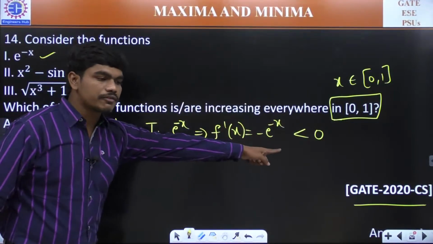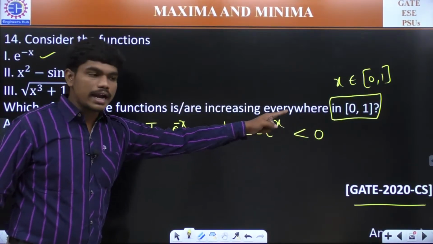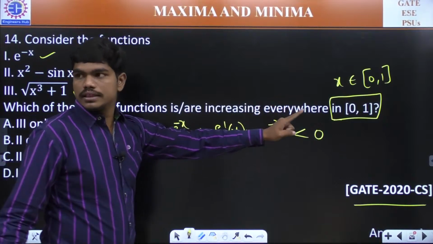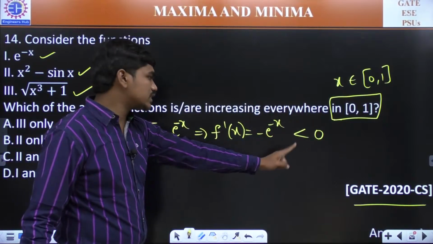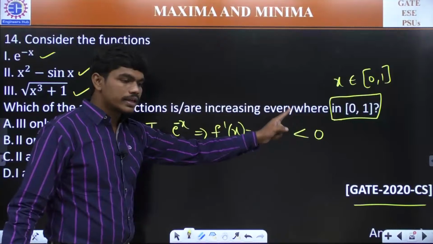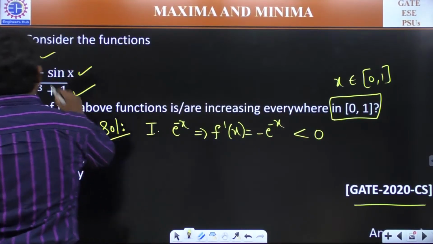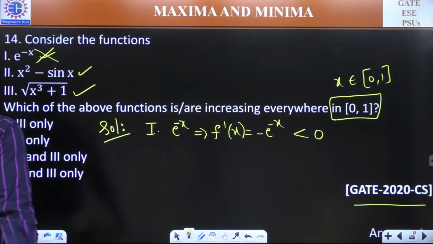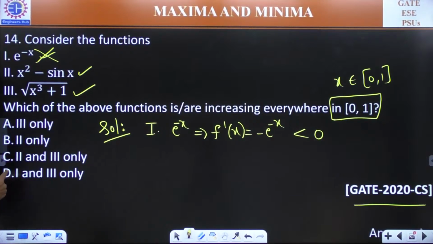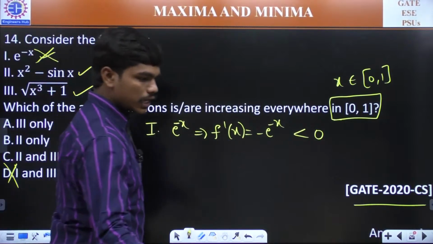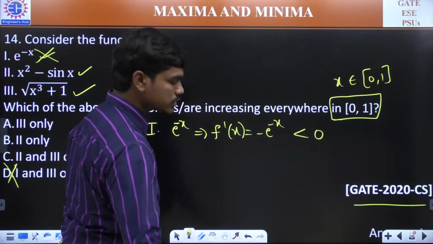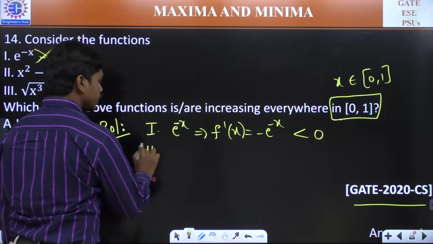If this f dash of x is negative, can this function be increasing? I told you when defining increasing and decreasing functions. So if this is less than 0, can this function be increasing? No, it can't be increasing, which means this function is not an increasing function, and which means option 1 is involved here, so this is not an option. Correct? Yeah, you can ask, Shabnam Singh. Let us complete this question as well.